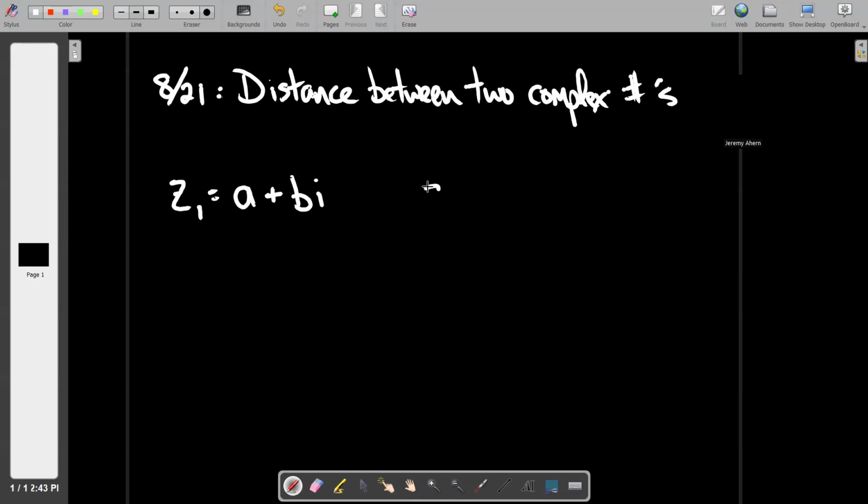And if I have another complex number whose name is Z2, again, nothing fancy. He's just the second complex number. And his substance will be C plus DI. Anyone confused yet? These are just a pair of complex numbers, right? It could be anything that we want.